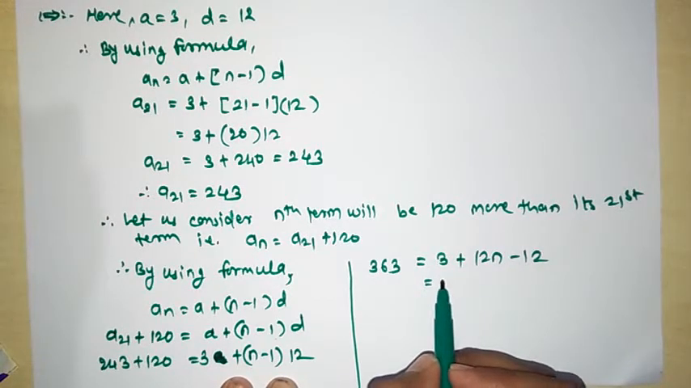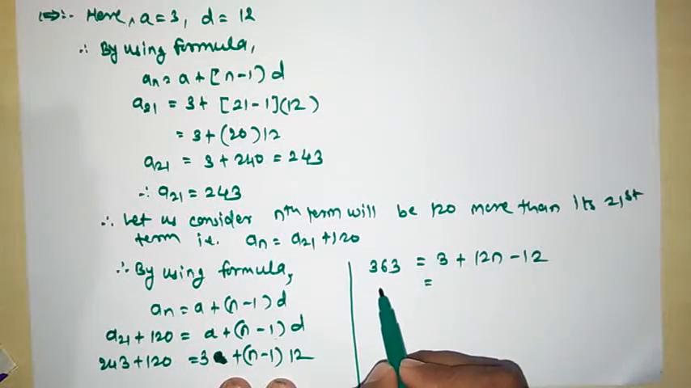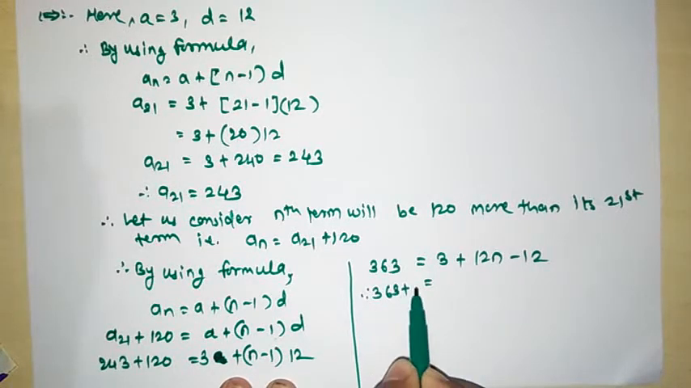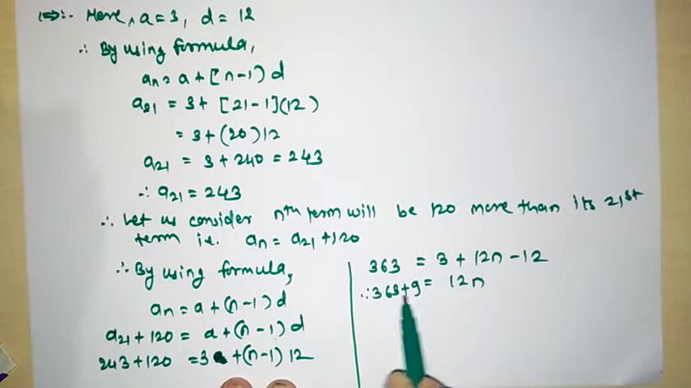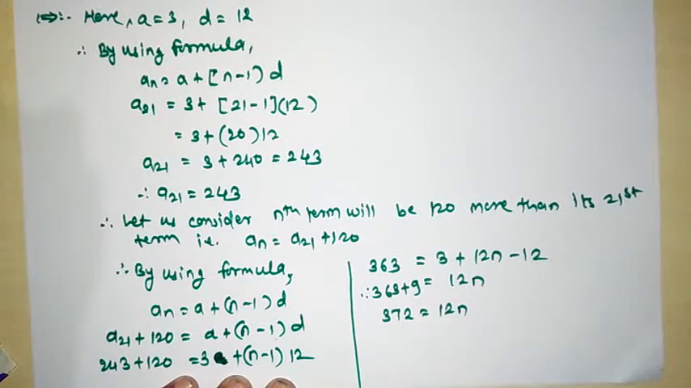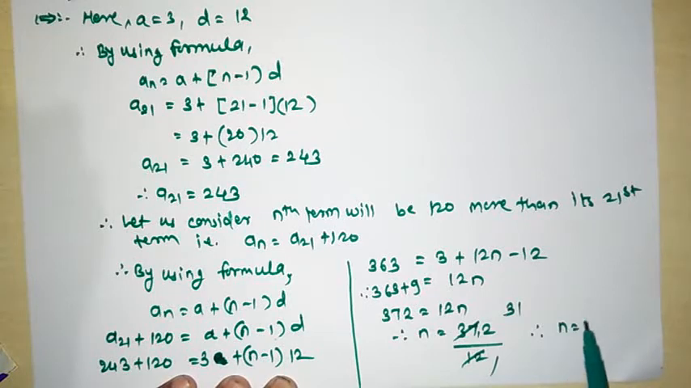Now see here, 3 minus 12 is equal to minus 9, and send this minus 9 towards the right hand side, it will become plus 9. Therefore 363 plus 9 is equal to 12n. What is the addition of this one? 363 plus 9 is equal to how much? That is 372, which is equal to 12n. Now therefore n is equal to 372 divided by 12. Now 12 ones are 12, 12 threes are 36, and 1 will remain. Therefore 12 ones are 12. Therefore we got here n is equal to 31.